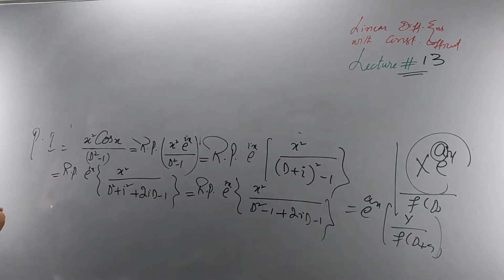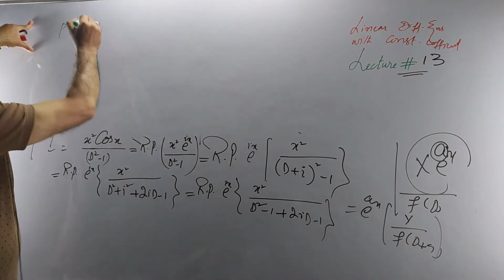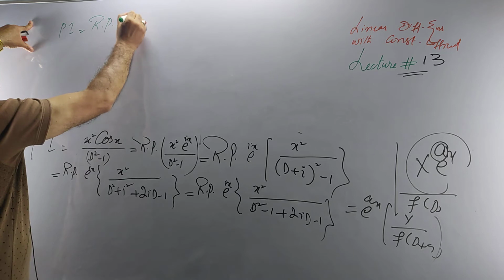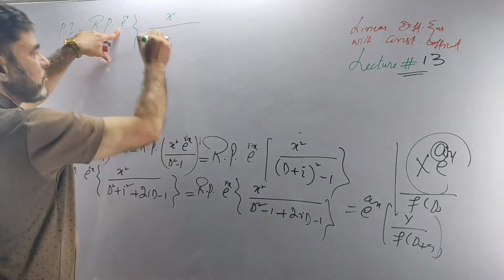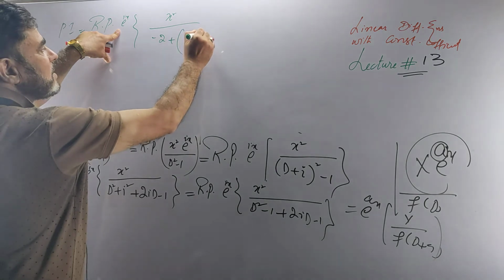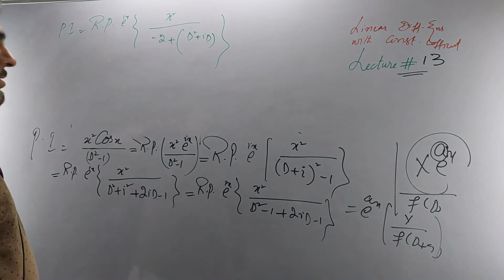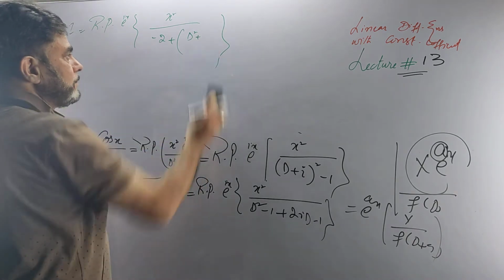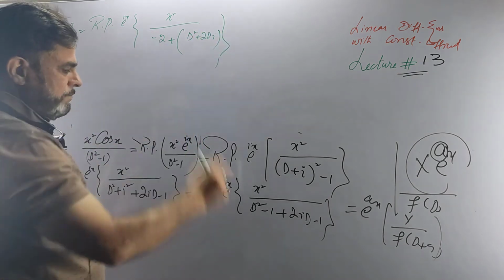Well, this is the particular integral. Particular integral is real part of e raised power iota x, then x square by it is minus 2 plus D square plus iota D. D minus 2 D square plus 2 iota D. It is 2, sorry, it is 2 iota D. It is here 2 D iota. This 2 D iota.